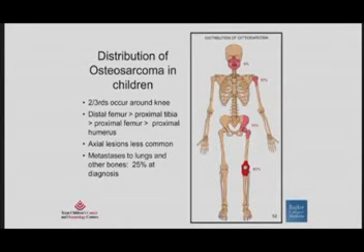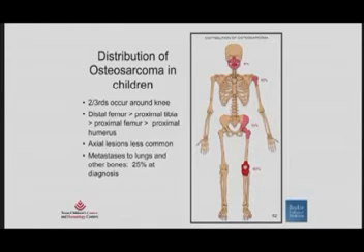This shows the distribution of osteosarcoma in children. It most commonly occurs around the knee, so typically in the distal femur, which is the bone in the upper leg, or the proximal tibia, which is the bone in the lower leg. It can also occur in the proximal humerus, or the upper arm bone. Axial lesions, for example in the pelvis or the spine, are less common.